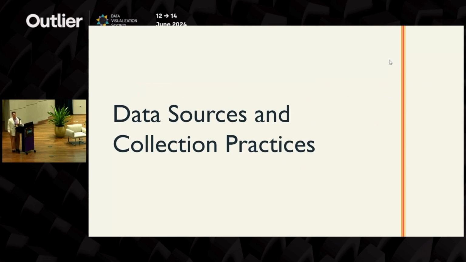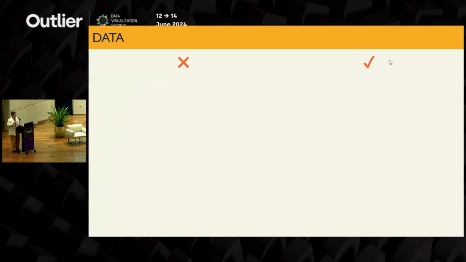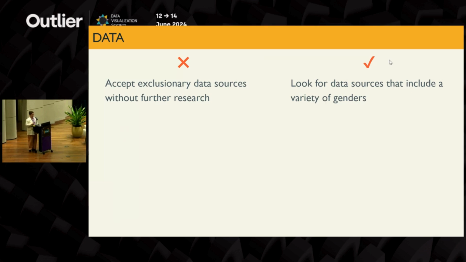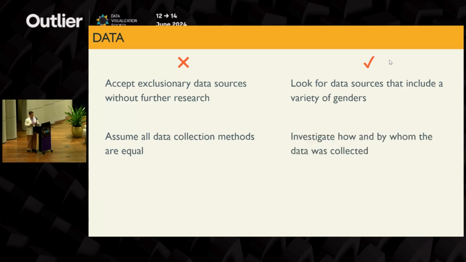Every data story begins with data. So it's essential to vet your data for gender inclusivity from the beginning. No matter the topic of your investigation, look into the data sources and see if they include a variety of genders, not just men and women. Additionally, some data collection methods support gender inclusivity better than others. So dig into how the data that you're considering using was collected and where it's coming from.